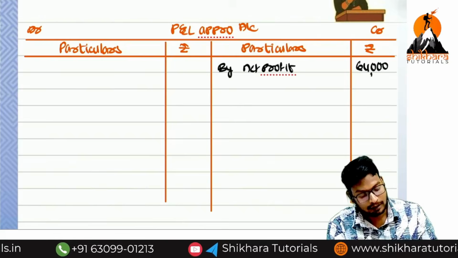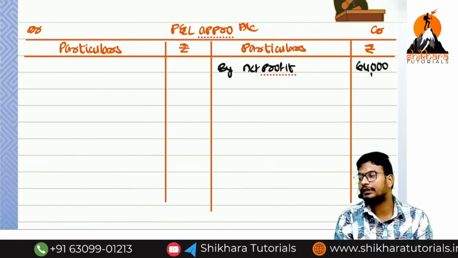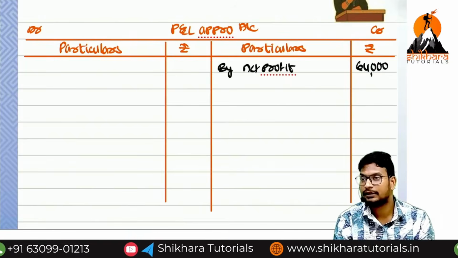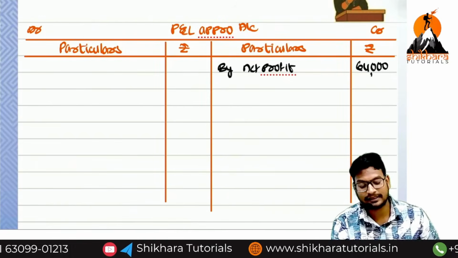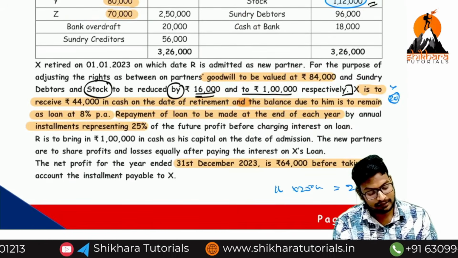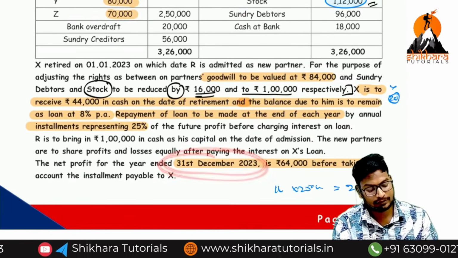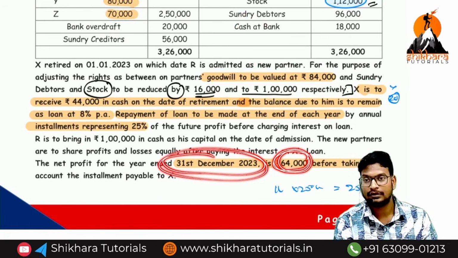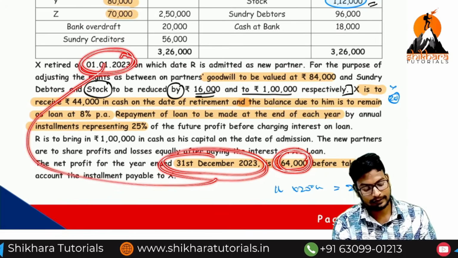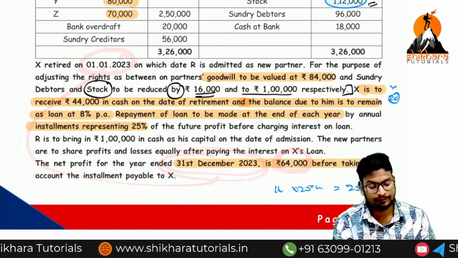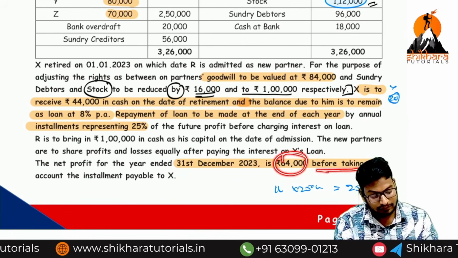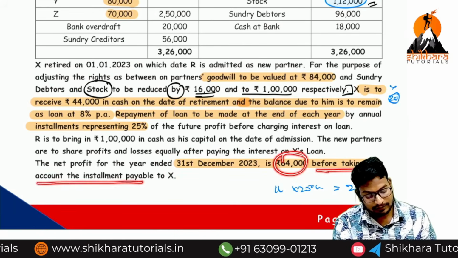64,000. Out of the 64,000, first what do we need to pay? We need to pay the installment amount. So at year end only. Sir, we are preparing the P&L appropriation at the end of the year, not at the beginning of the year. At the end of the year. What is the end of the year? 31st December 2024. The profit is how much? 64,000. We are at the beginning of the year and have gone to the end of the year. Are you getting the point or not? So at the end of the year, first what do we need to pay? The 64,000 before taking into account what?